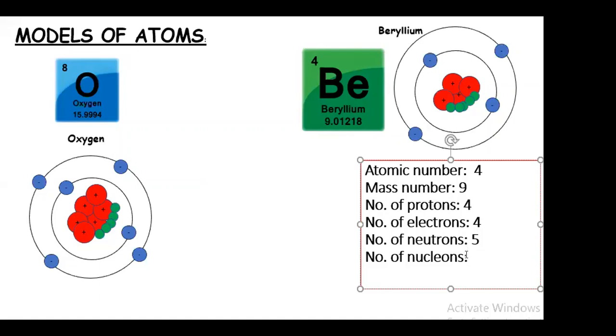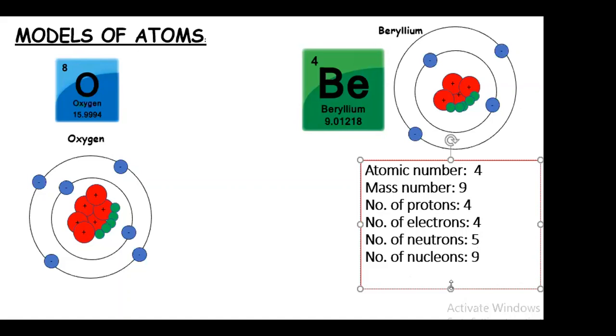Lastly, nucleons. Nucleons are all the stuff that inhabit the nucleus, that live in the nucleus of an atom. So nucleons are protons and neutrons. What is the number of nucleons, guys? Nucleons are protons plus neutrons. 9. And you can see that nucleons and the mass number are the same thing. Good, Michael. Good, Gabby and Christopher.